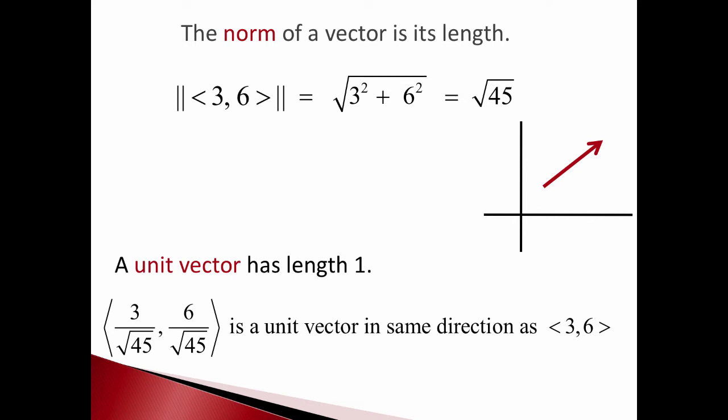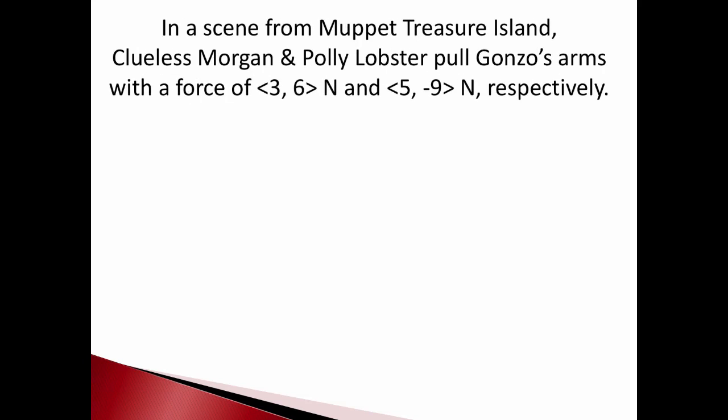So I feel sort of morally obligated to do something that at least is similar to a physics problem, so that you feel at home doing these sort of vectors. So here's one sort of silly example. If you've seen Muppet Treasure Island, and of course I'm sure everyone has, there are two pirates called Clueless Morgan and Polly Lobster, and at one point they abduct Gonzo, and they tie him up with ropes around his arms and his legs, and they start stretching him. And unfortunately, it turns out that Gonzo likes it, and so their attempted torture falls flat.